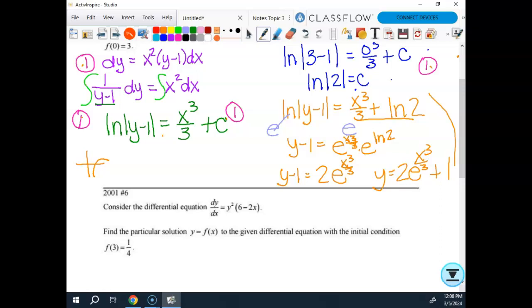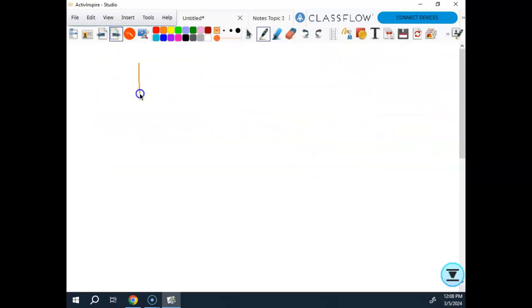Natural log of y minus 1. Okay. Absolute value of y minus 1. Because there's so many different ways to do things, and different people have different opinions about what is the, quote, best way to do things.